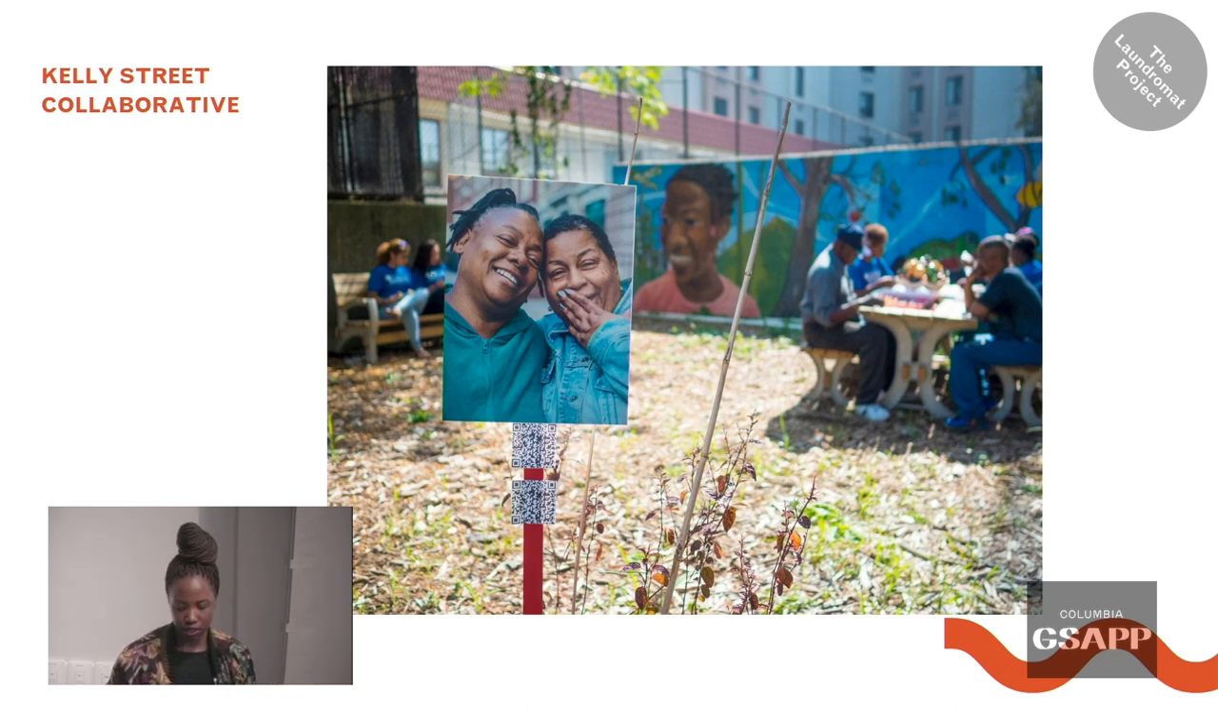So one way that we do this is through, like I mentioned, the brick and mortar space that we have in the South Bronx called Kelly Street Collaborative. It's a two-bedroom apartment where we work with local neighbors on a particular block in the South Bronx. It's called Kelly Street, an historic block in the Bronx. And we listen to what they say they want to talk about or engage in, and we create programming around that.